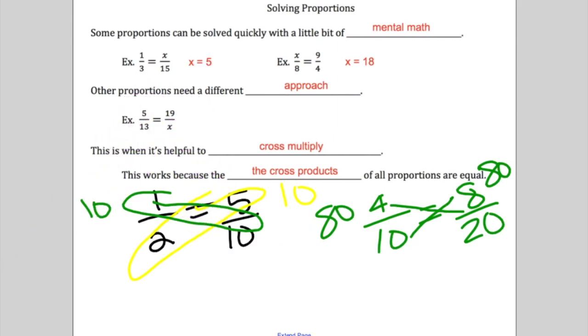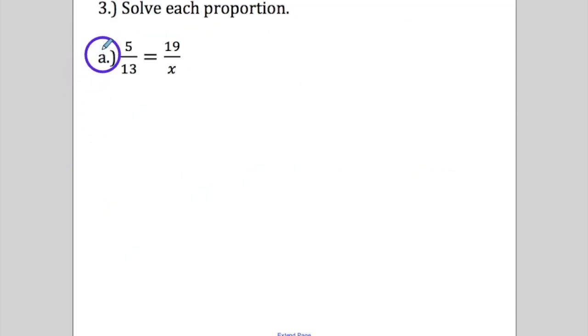So let's go ahead and take a look at that. So 5 over 13 equals 19 over x. The first step is to take those cross products and set them equal to each other. So 13 times 19 equals 5 times x. At this point, if you don't have a calculator, you would want to go ahead and grab one so that you can try a few of these examples on your own.